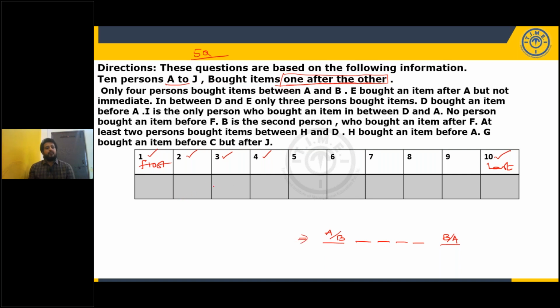If I try to fix, I'll get more number of possibilities. 1, 6, 2, 7, 3, 8. Like this, I'll get so many possibilities. So keep it aside. Move to the next.